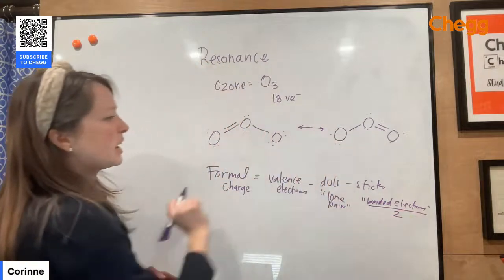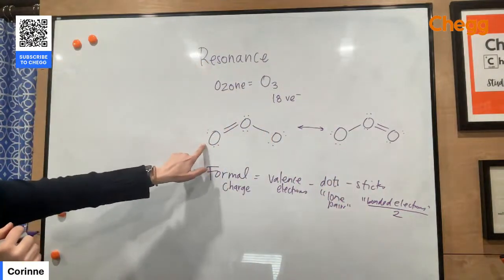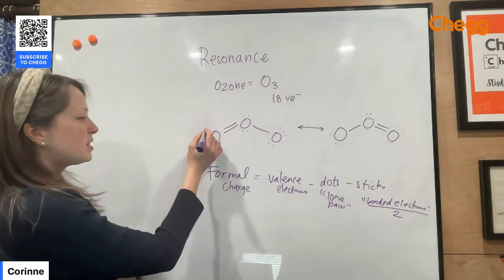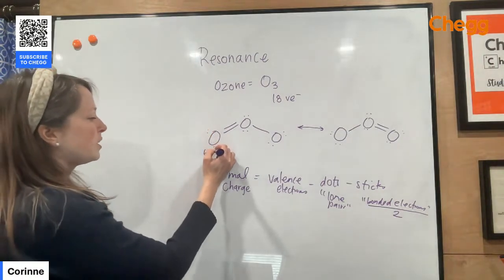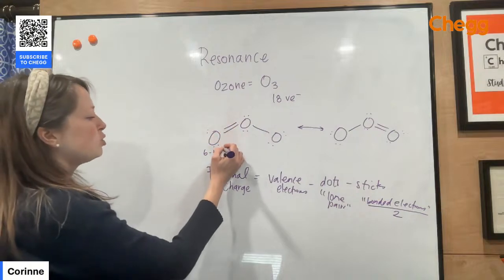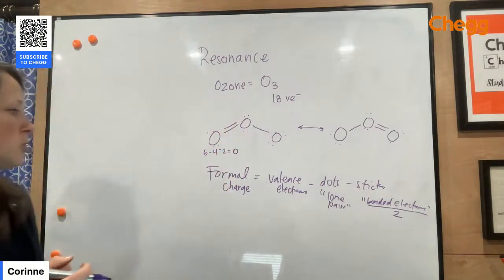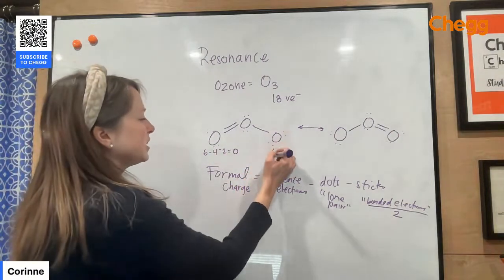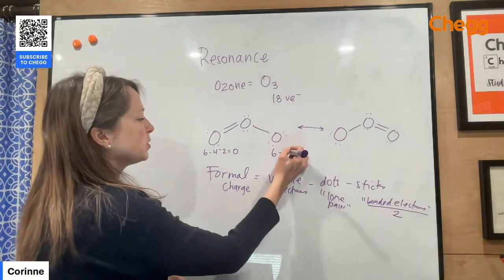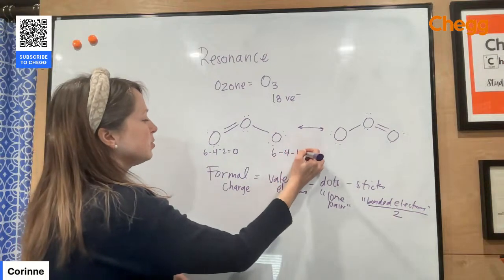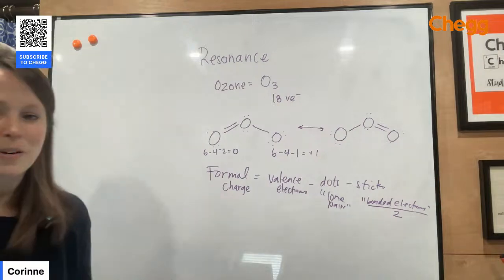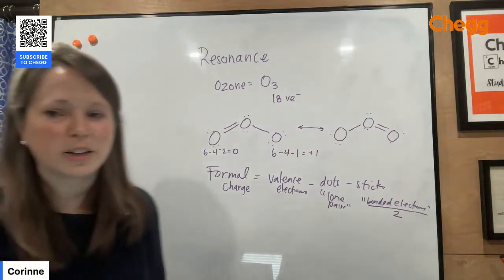So basically, we're just counting. Let's say I want to find the formal charge of this oxygen atom. Oxygen has 6 valence electrons. I have 4 lone pairs, or 4 dots, and I have 2 bonds to that. So this has a formal charge of 0. Versus this oxygen atom on this side, I have 6 valence minus the 4 lone pairs minus the 1 bond. This would have a formal charge of +1. All right, so that's how we'd actually calculate the formal charge.